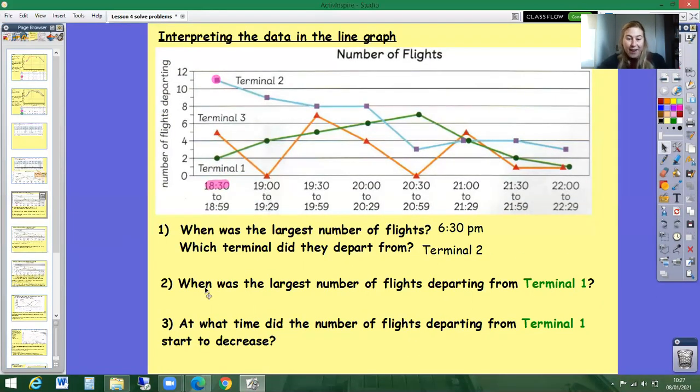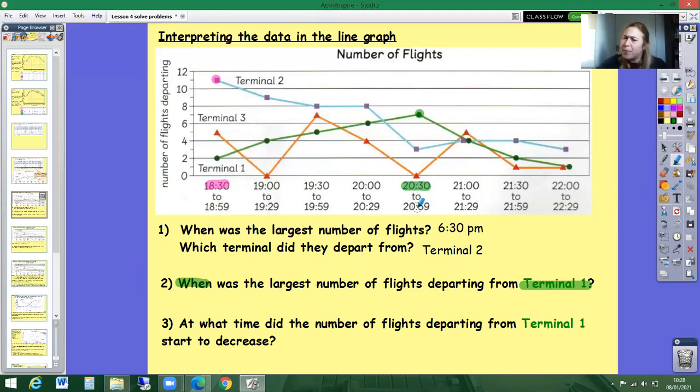It says, when was the largest number of flights departing from Terminal 1? So this time I might want to highlight, and you could do this as well with pencil, just draw over the line. I know I'm looking at Terminal 1, so I'm going to look at the green line because that's got the label next to it. So when was the largest number of flights? Well, it starts off at a low number of flights and then it increases, and that is the highest point. So I need to read along. Yeah, that is the highest number that we've got there. And I need to read down to my x-axis to see when was the largest number of flights. So it's 20:30, and I know that that is 8:30 p.m.